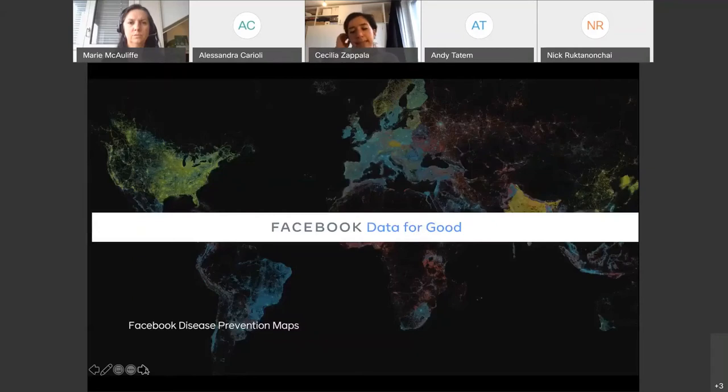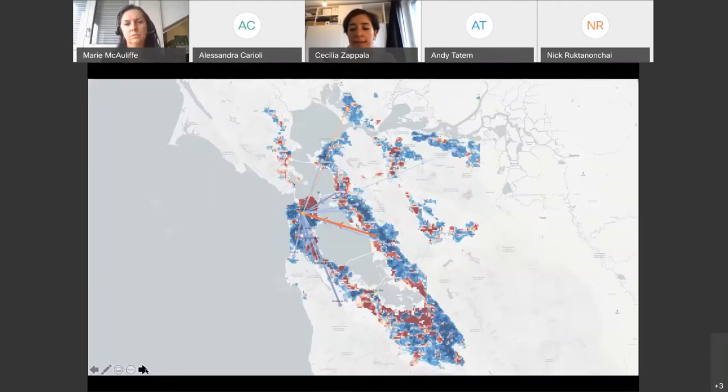So I forgot to say that this data set, Social Connectedness Index, is also available openly on our website and in the Humanitarian Data Exchange. Now let's go to the data sets that are under license agreement. So the first one is the Facebook Disease Prevention Maps, which is a little bit more complex because it's cross-matrix. And this once again responds to the need to detect whether people move during a disease and how they move. So once again, we use as a basis a movement across tiles.